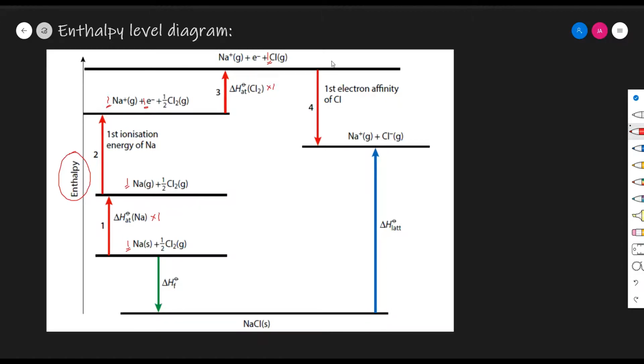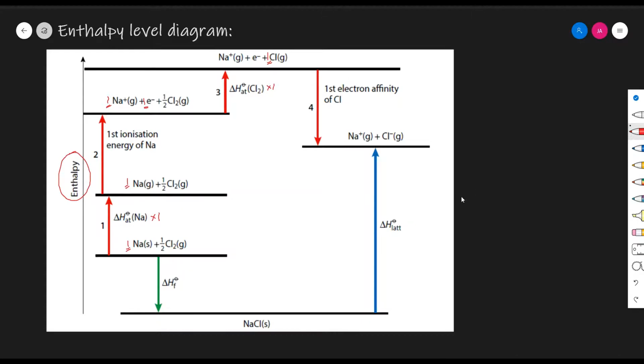The last process would be to convert the gaseous atom into a -1 gaseous ion, as seen here. And this is the process of first electron affinity of chlorine, which is an exothermic process, and thus the arrow would be pointing downwards. Thus all processes are endothermic, as seen here, except for the enthalpy change of formation and the first electron affinity. If there were a second electron affinity, because this was a -2 charge, the second electron affinity would be an endothermic process, and once again the arrow would be pointing upwards. Thus the only two arrows that would be pointing downwards are the enthalpy change of formation and the first electron affinity.